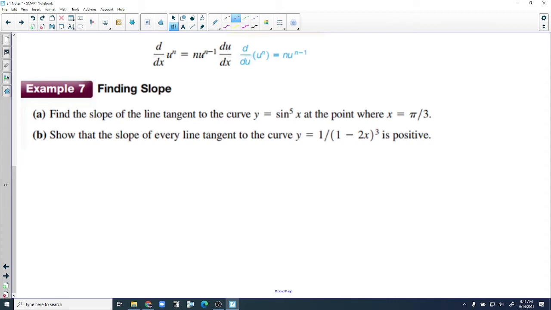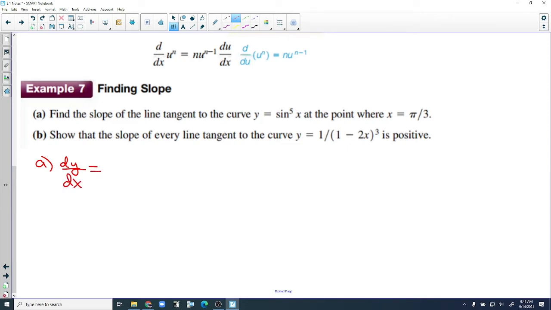We'll skip that. Letter A, find the slope of the line tangent to the curve at the point where x is pi over 3. Old question, new derivative. So part A, slope of the line tangent. So dy dx is the slope of the tangent line.